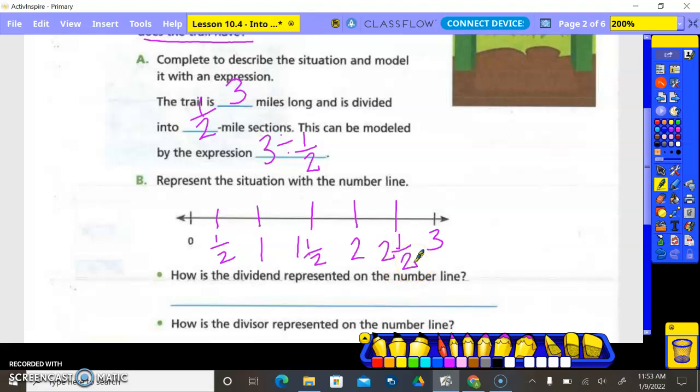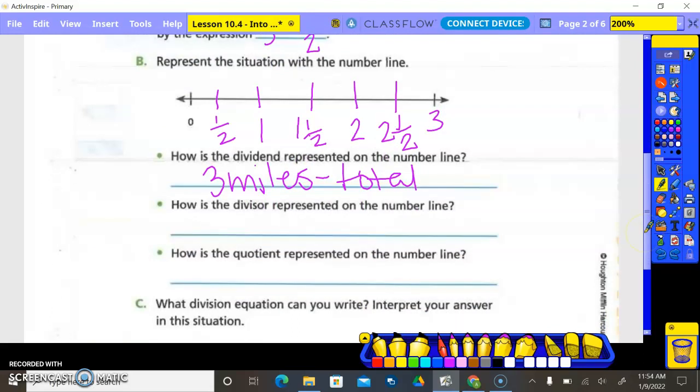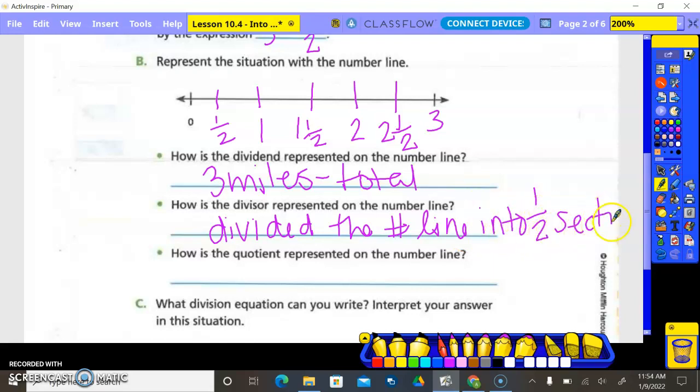So how is the dividend represented on the number line? So the dividend is our 3 miles, which is the total. Then how is the divisor represented on the number line? So we divided the number line into half sections. How is the quotient represented on the number line? We ended up, that represents the number of sections.